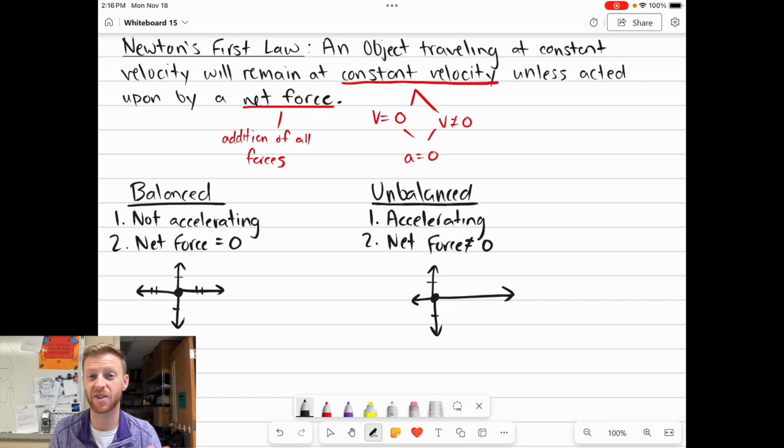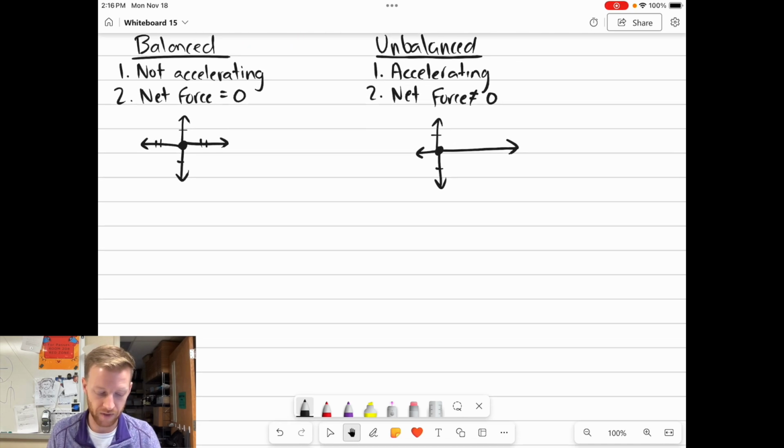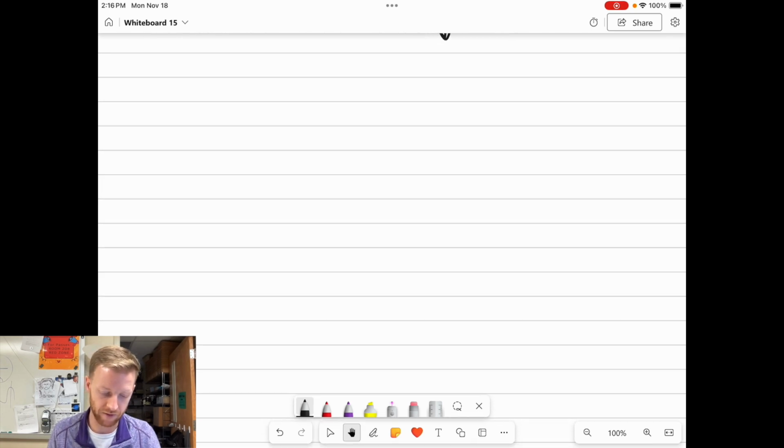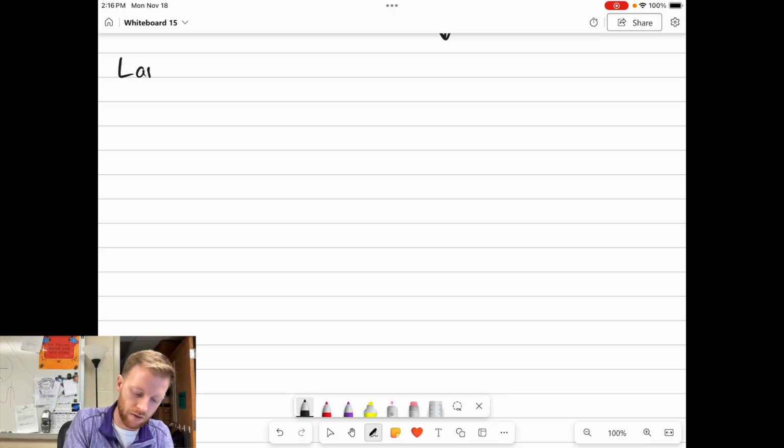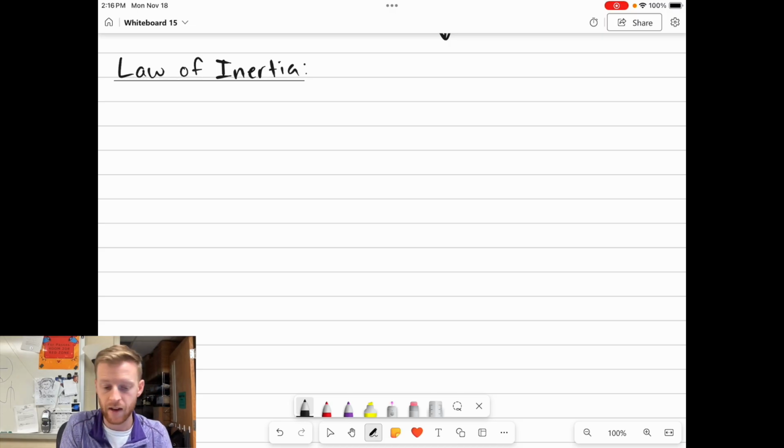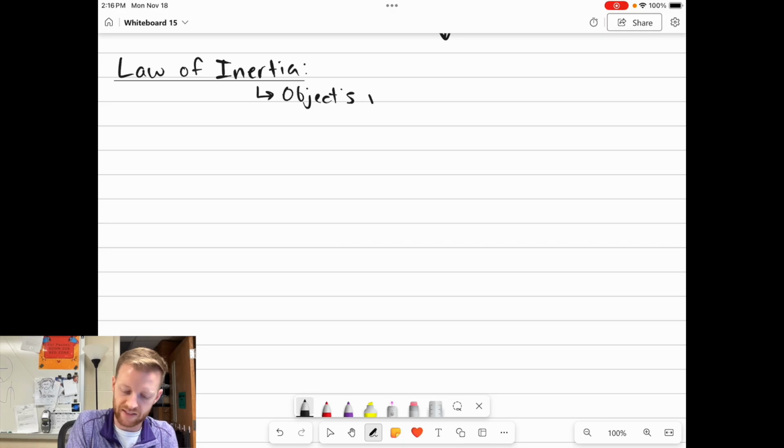Well, that's because there's an alternative name to this called the law of inertia. So as paired with balanced and unbalanced forces, we have to talk about the alternative name for Newton's first law, which is the law of inertia. So this is another name. And what is inertia? Well, inertia is an object's resistance to motion.